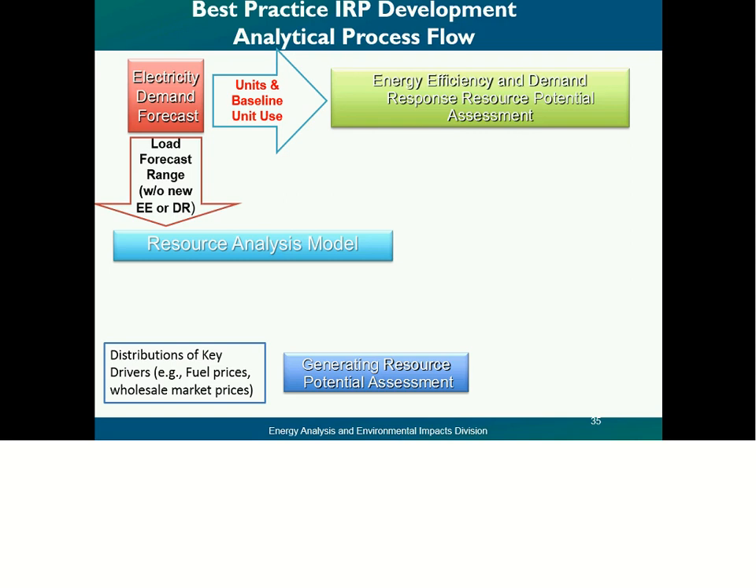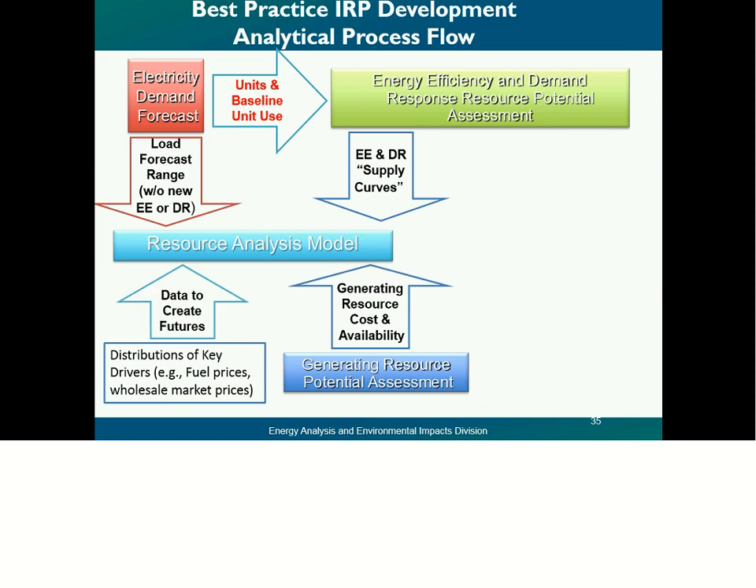Supply curves, again, from DR and EE go into the resource analysis model. Your generating resource cost availability go into the resource analysis model, and the data to create futures goes into your resource analysis model. This is where the Monte Carlo comes in. We have distributions of all those key drivers. Each future, there's a draw of each driver. It creates that future. And you test the portfolios in a set of 800 of those.